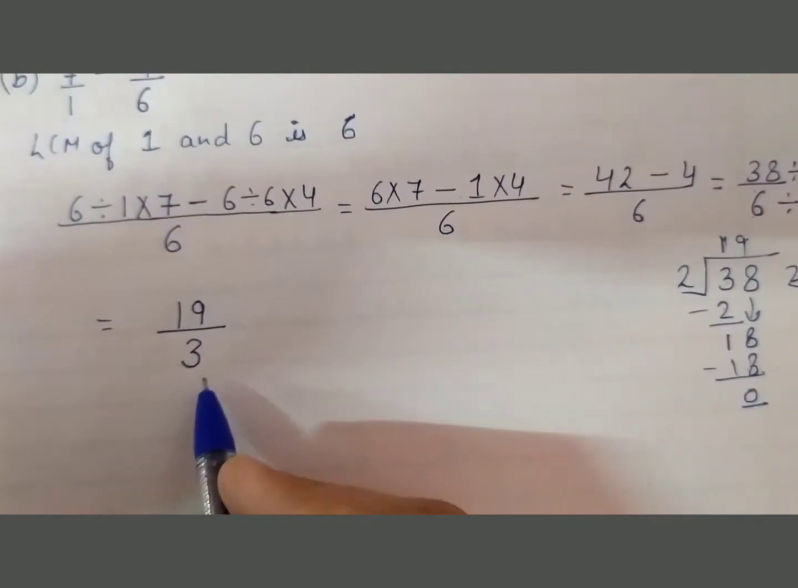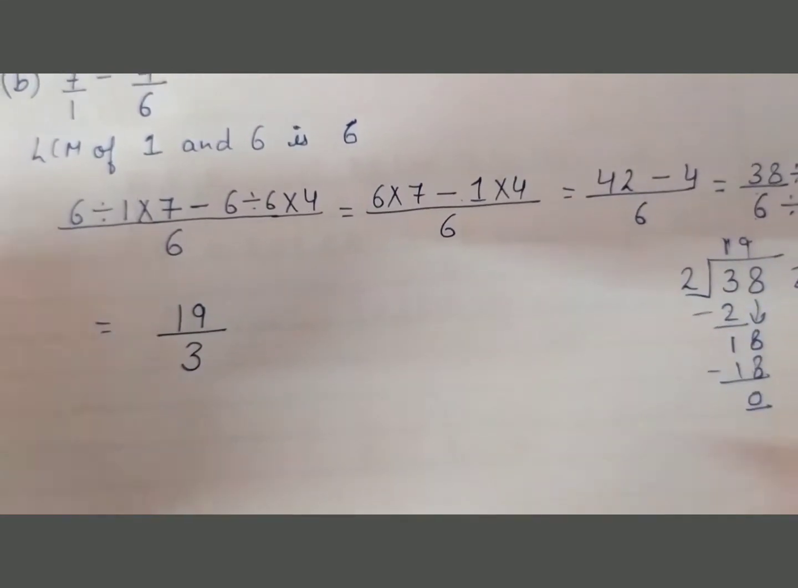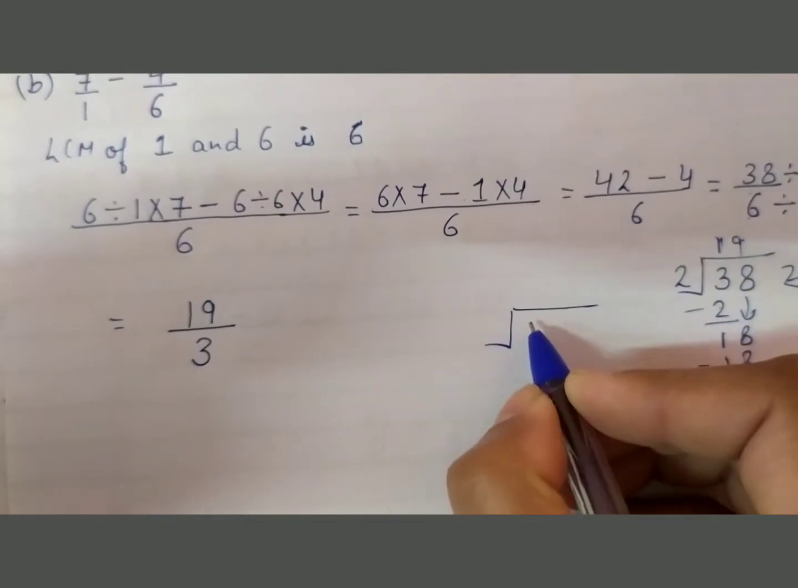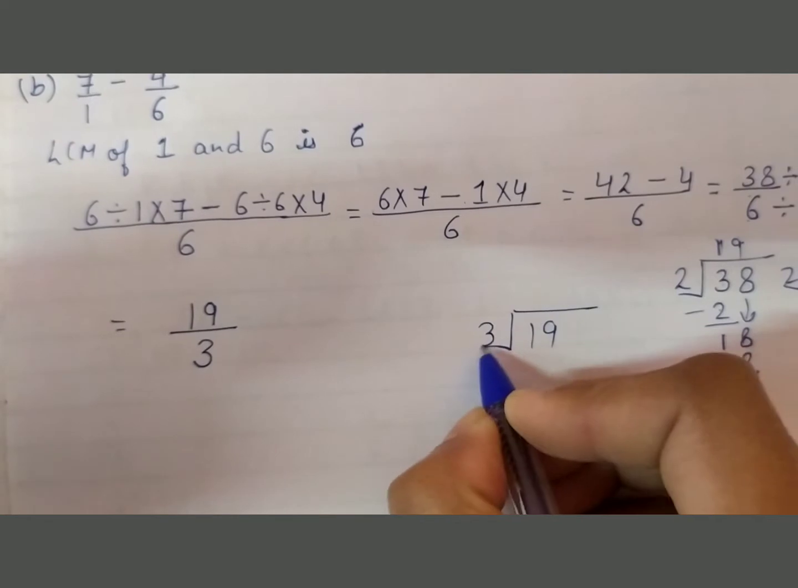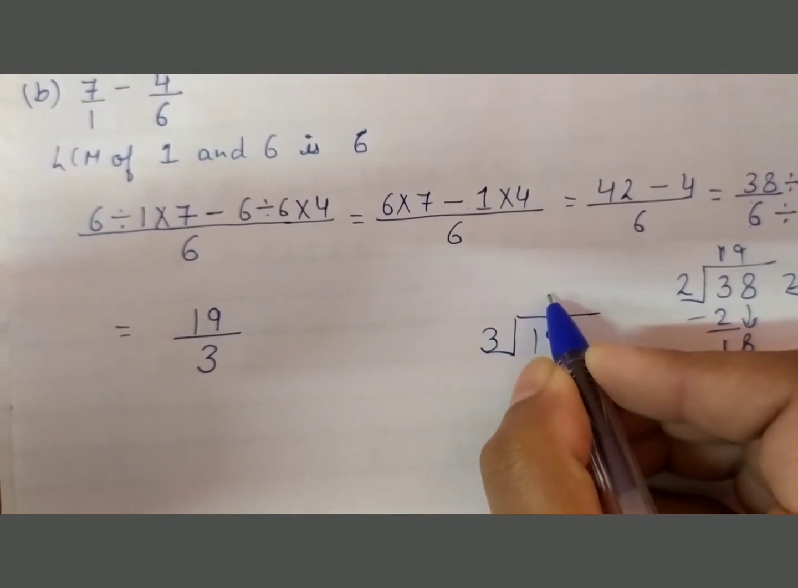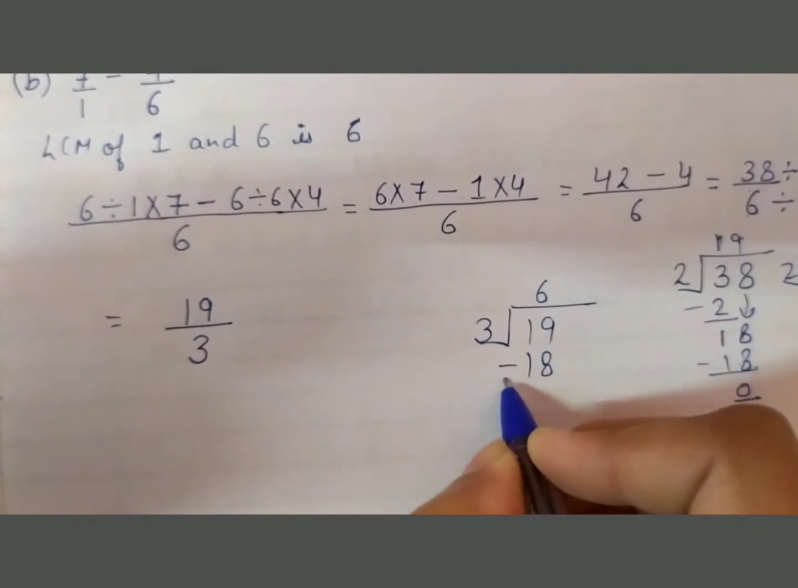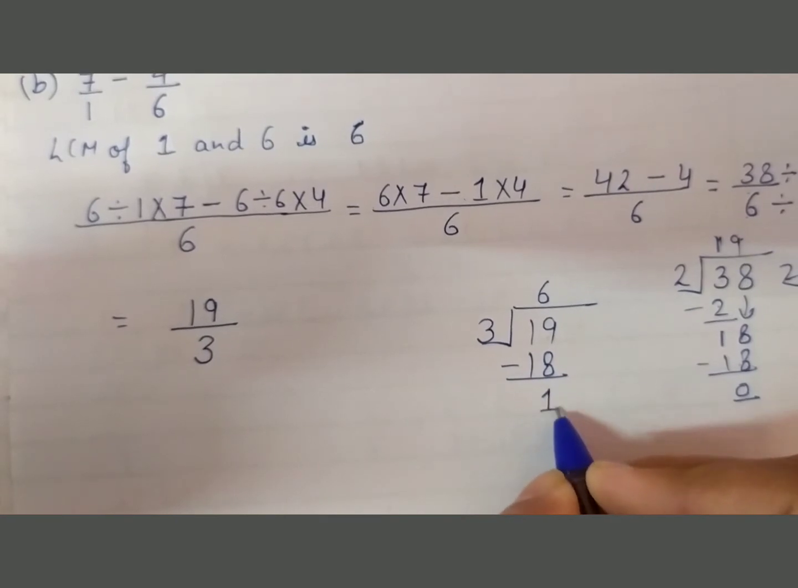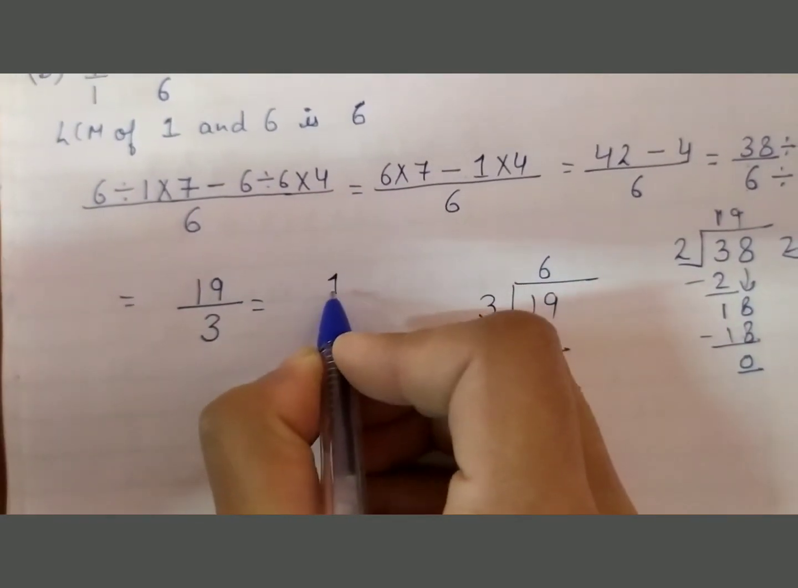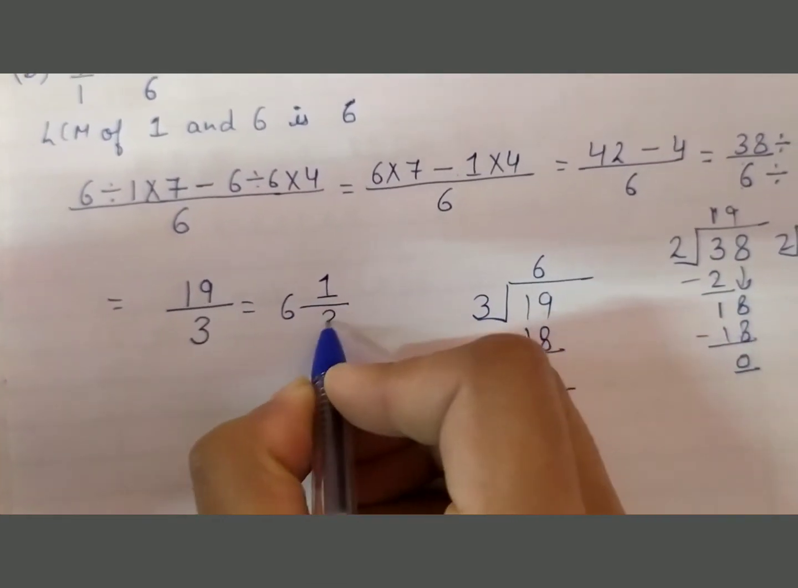Okay. Change into mixed fraction. 19 divided by 3. Children, 3 sixes are 18. 19 minus 18, 1. Write 1, 6 upon 3.